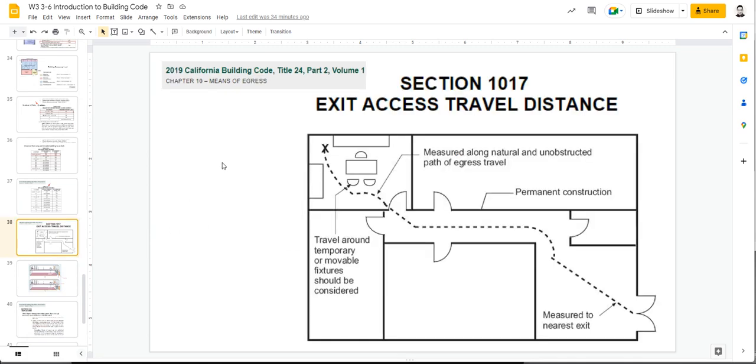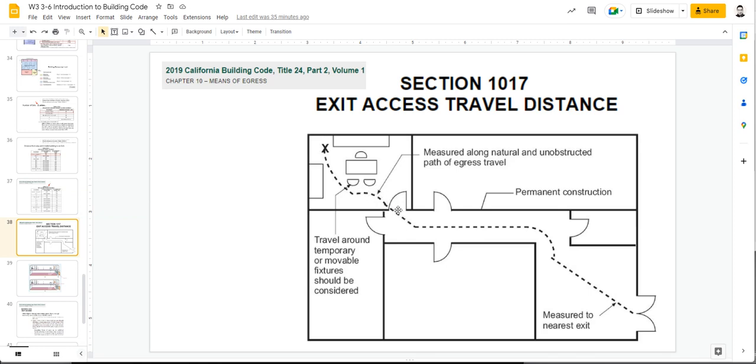So here's a diagram. This is now under 1017 of the new 2019 building code. The travel distance to exit is calculated from the very farthest corner of the building. You cannot just go straight. You have to measure the foot travel. So if there is furniture, you have to go around that furniture. If there's a wall, you have to go parallel to that wall until you can exit. Okay, you can exit diagonally. You don't need to exit at 90 degrees.